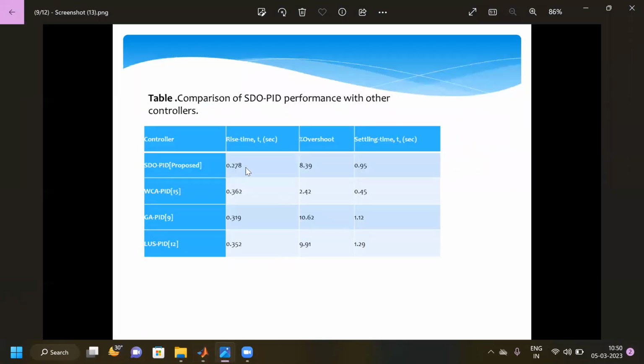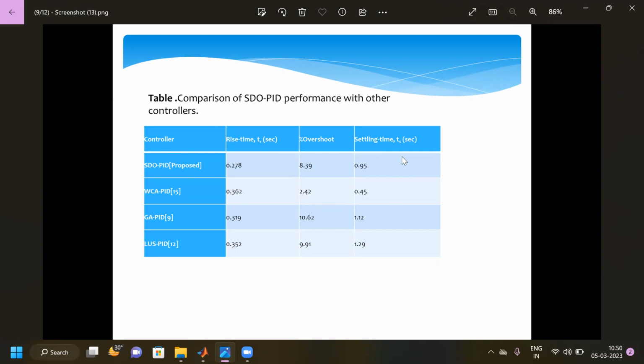Here we have rise time, peak overshoot, settling time. Here all the compared controllers have more rise time, but SDO has less rise time. Next, peak overshoot also, very less means it is more stable, but here the water cycle algorithm also has very little. But comparing rise time and overshoot, SDO has less rise time. So we can say that settling time is more. Settling time also we can compare with rise time, so we can say that the SDO PID controller is best.